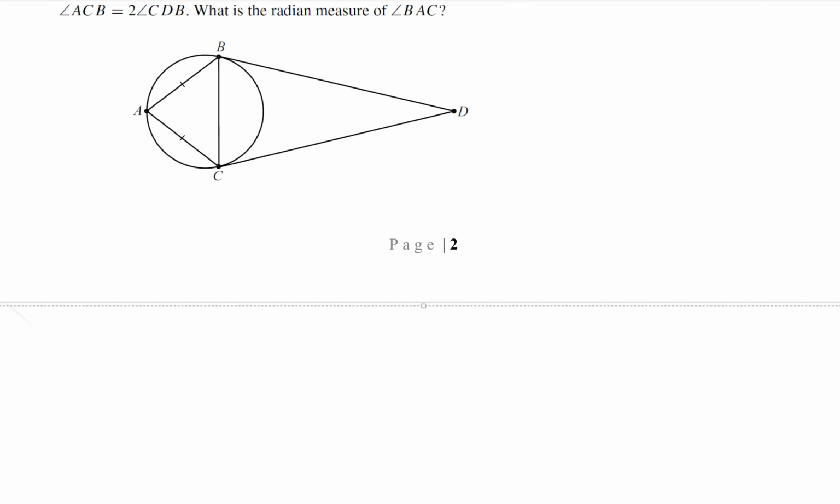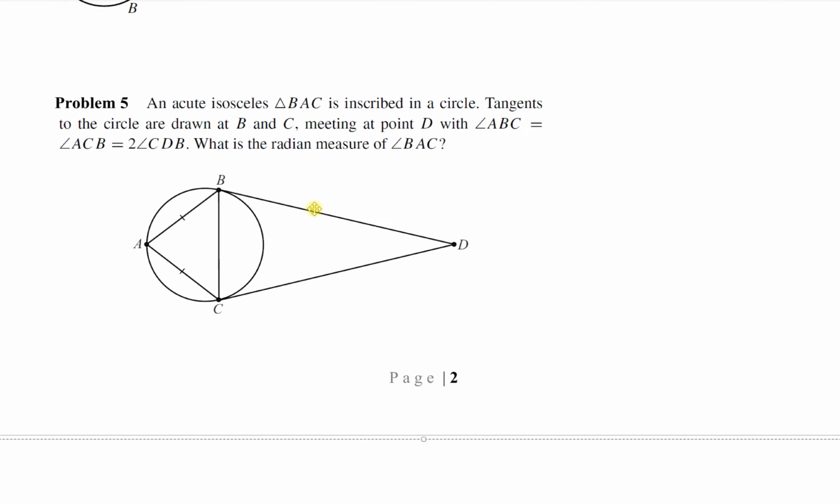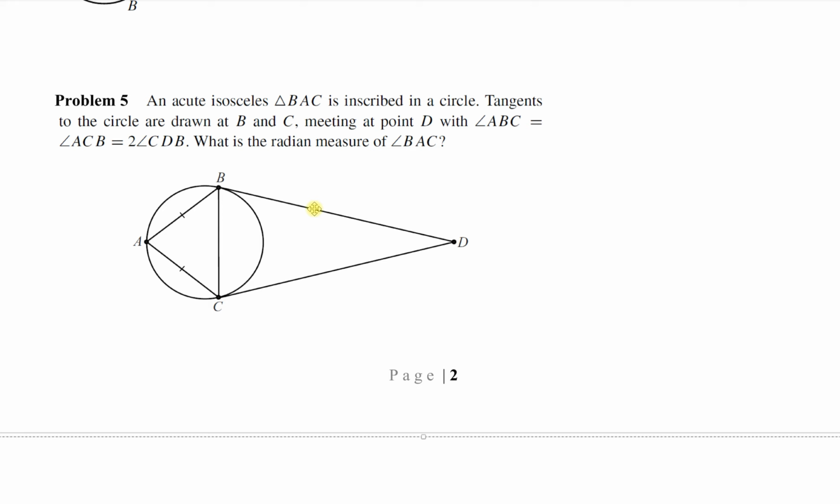Okay, so let's go over the last problem now. Now that is a challenging one. Okay, so here we're not really given much. It says an acute isosceles triangle BAC is inscribed in a circle. Tangents to the circle are drawn at B and C.